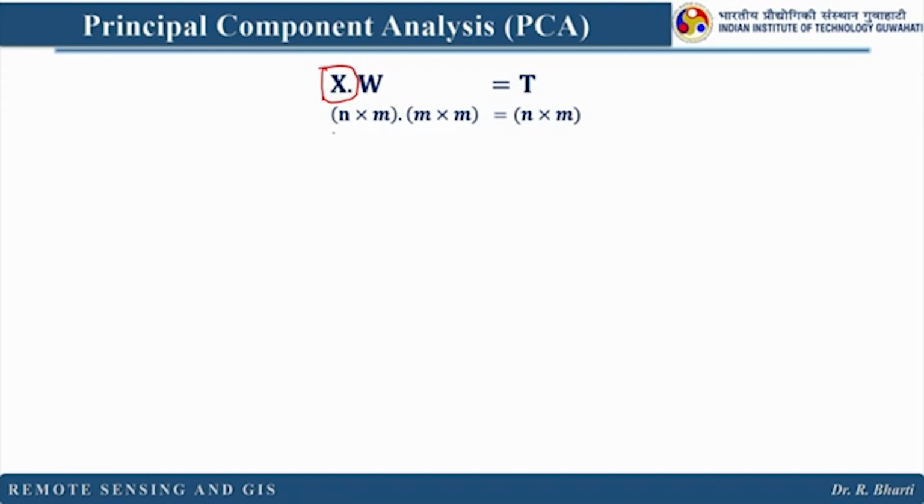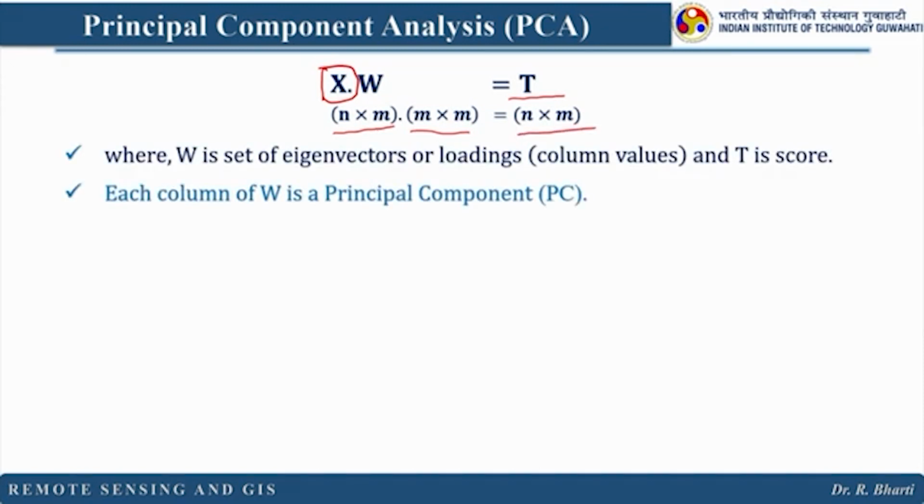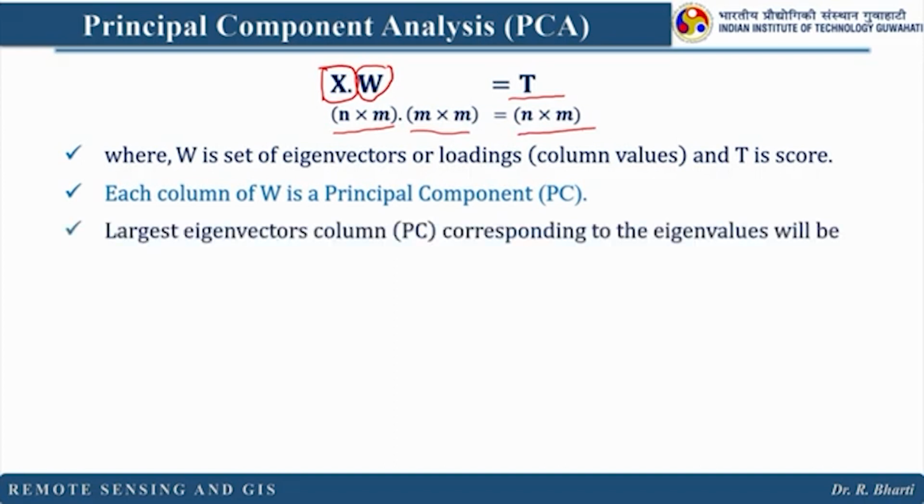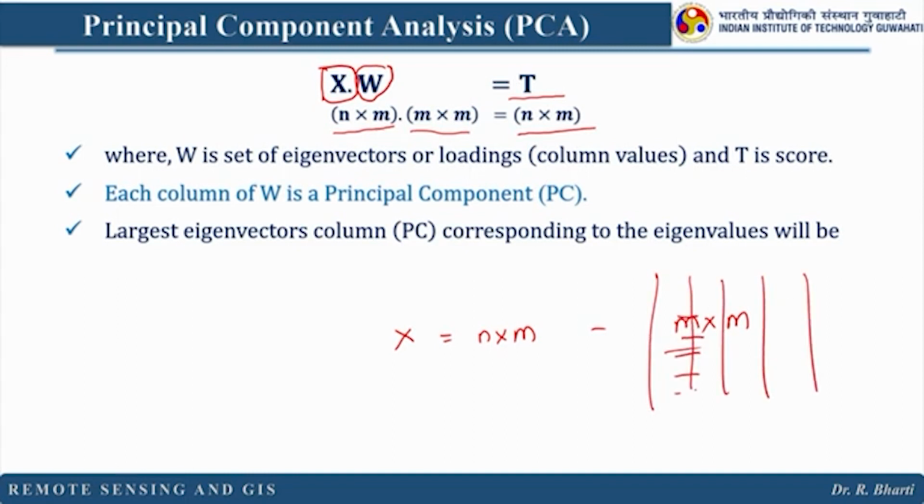The size of X is n into m, the size of W is m into m, and T is also n into m, and T is the score. So each column of W is basically a principal component. Once you have the principal component, with X being n into m and W being m into m, each column is basically your principal component, that I will show you.